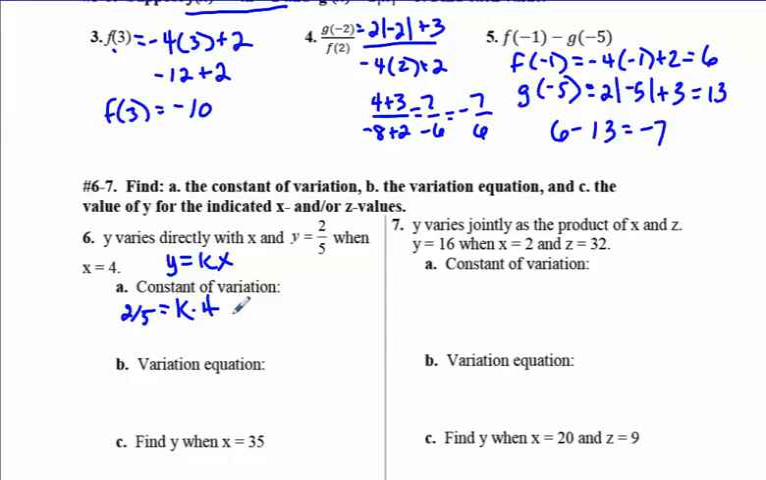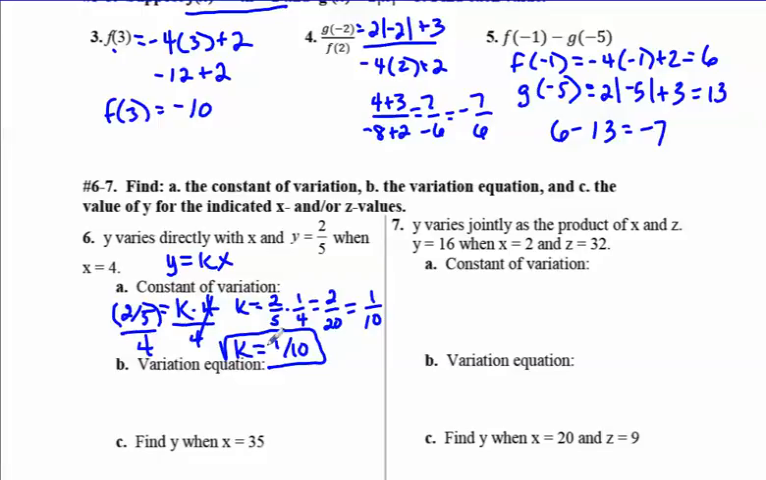To solve for k, you divide both sides by 4. If you're doing this on a calculator, make sure you have parentheses around your fraction. So you would type parentheses 2 divided by 5, close parentheses, and then divide by 4. If you're doing this without a calculator, remember that dividing by 4 is the same as times 1/4. So k would be 2/5 times 1/4, which is 2 over 20, and that simplifies to 1/10. So k equals 1/10.